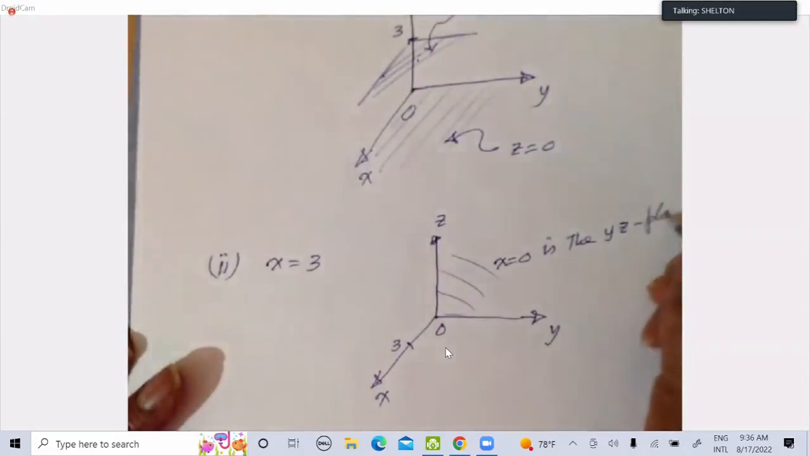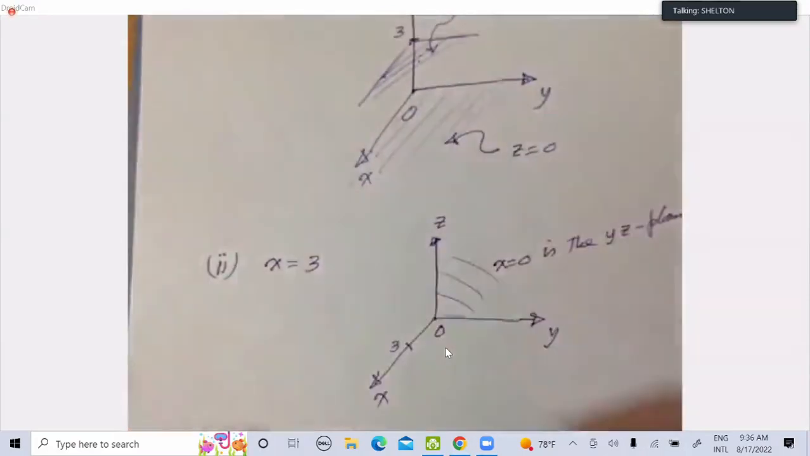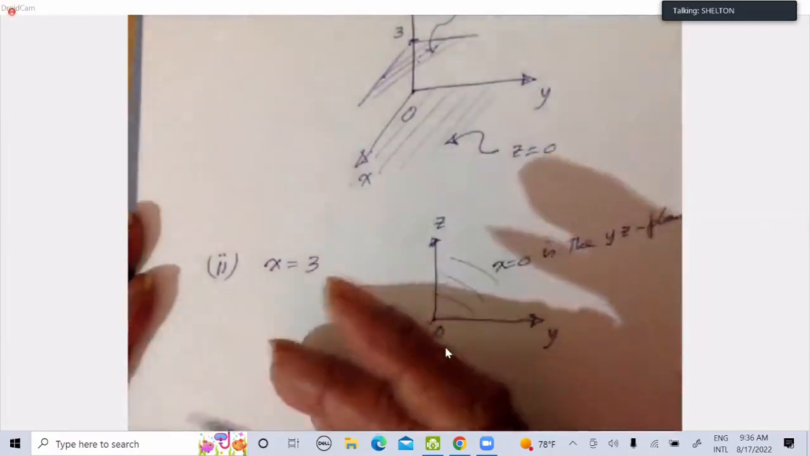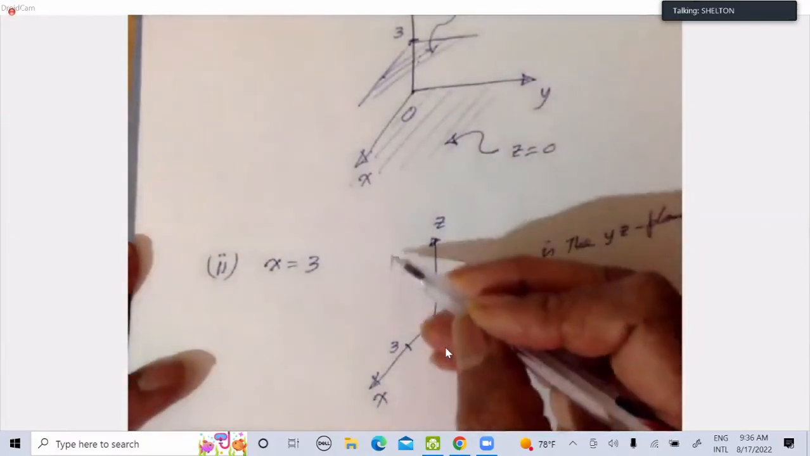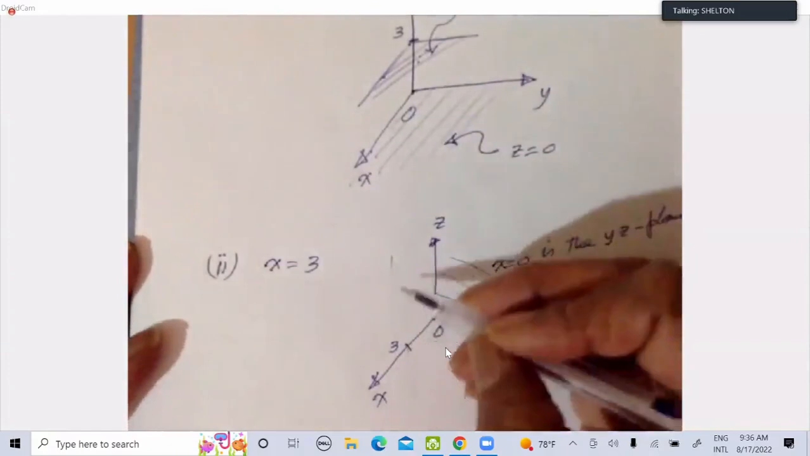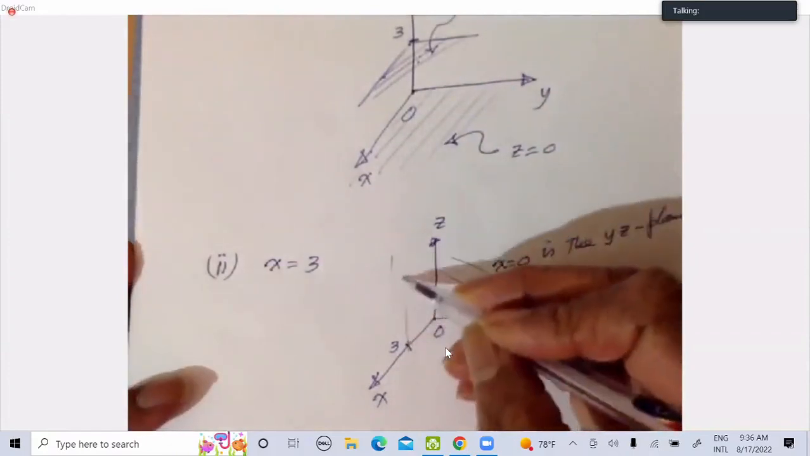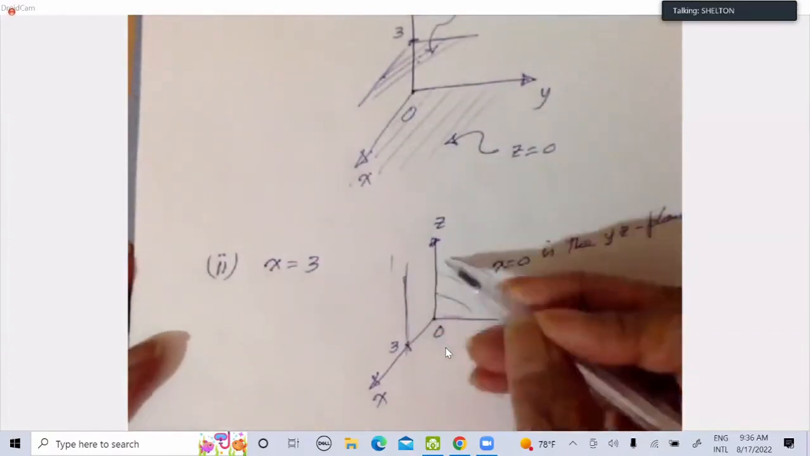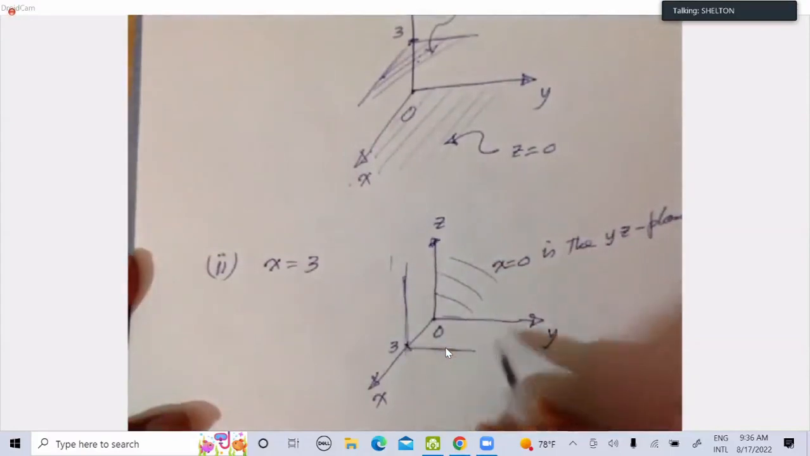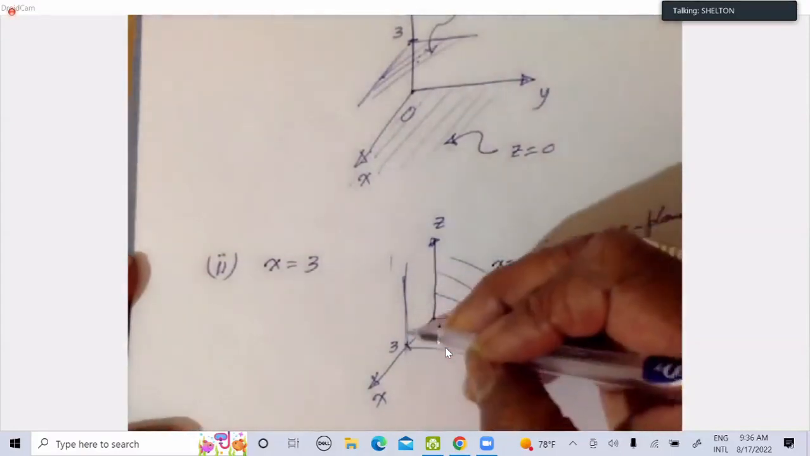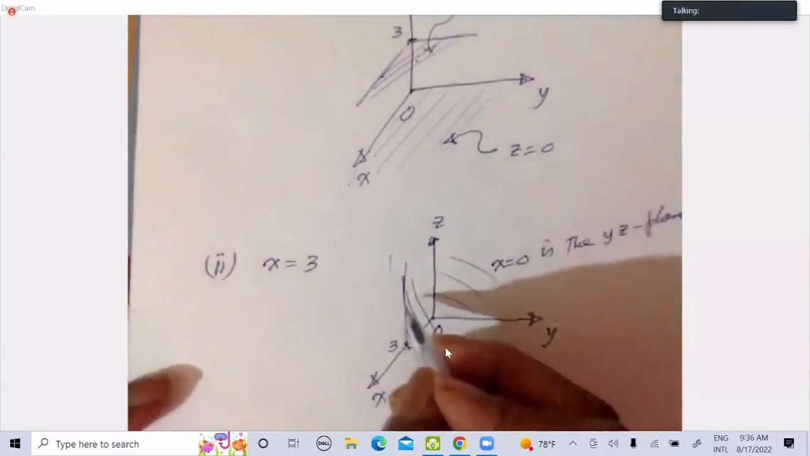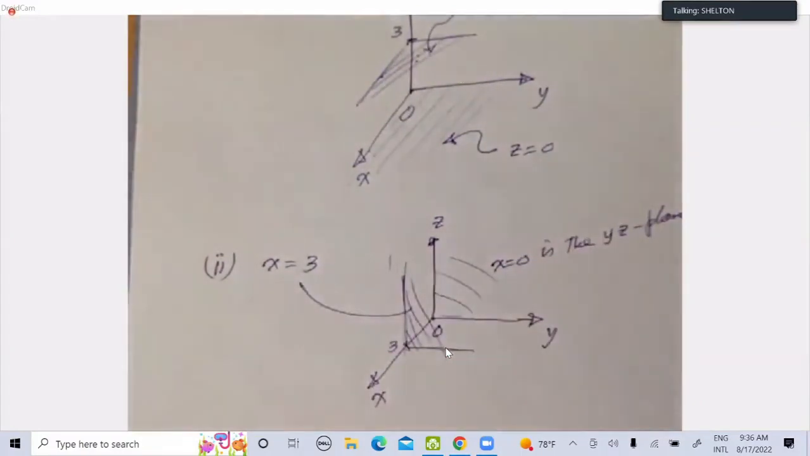So x equals 3 is pushing it forward. Translate it. Push it along the x-axis, 3 units. Draw a line parallel to the Z-axis. Draw a line parallel to the Y-axis. And just shade this. That is the plane. It's a plane through the point whose x-coordinate is 3 on the x-axis.